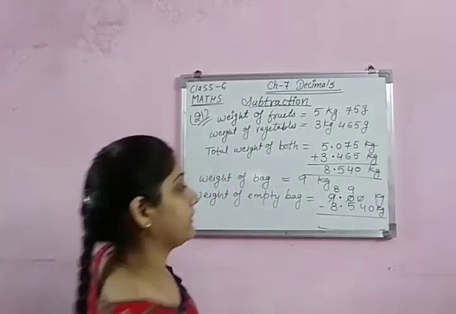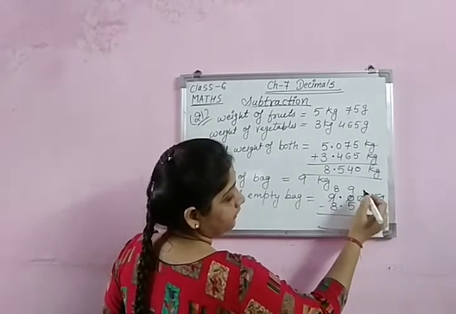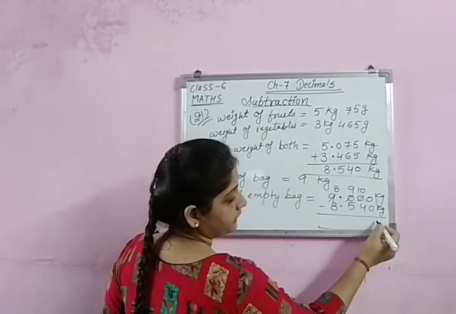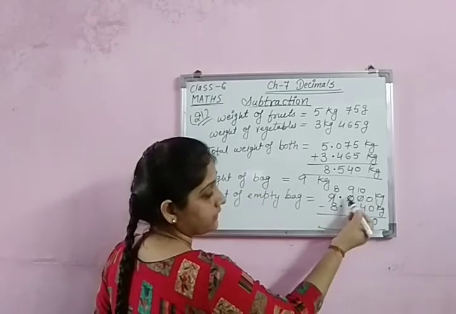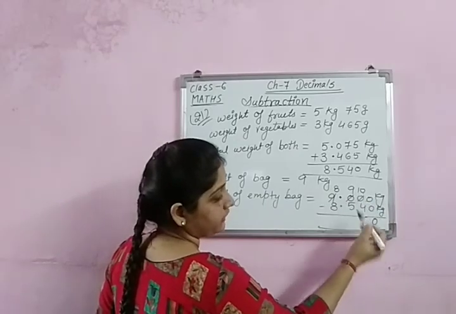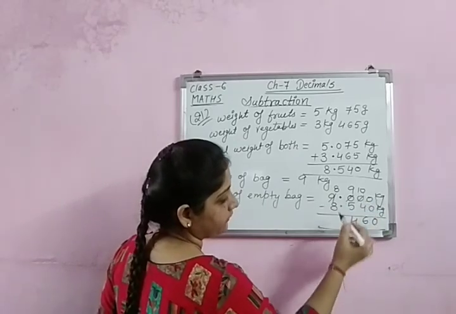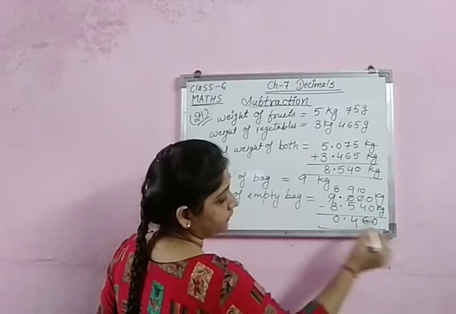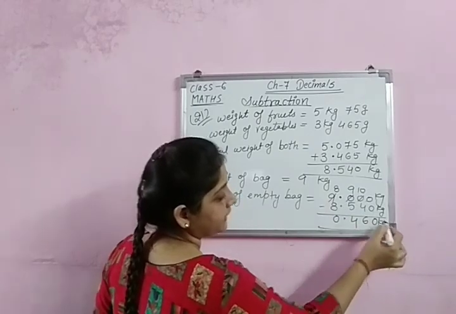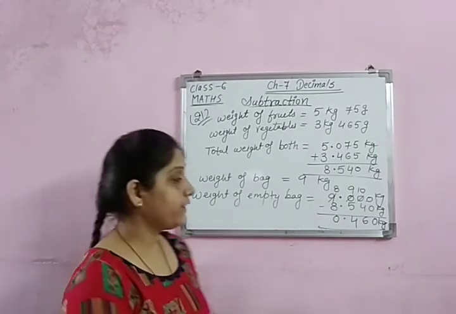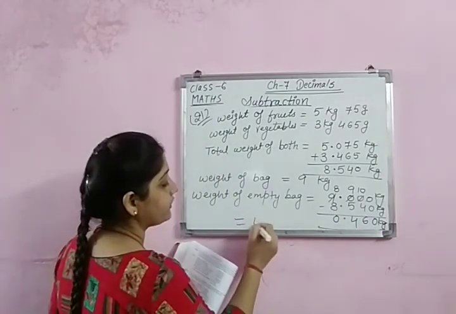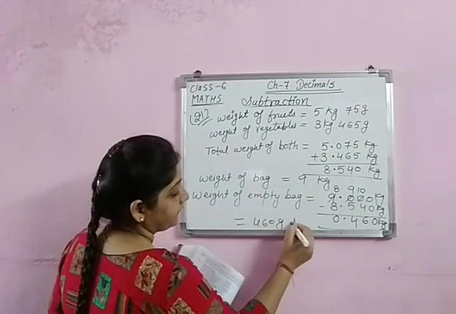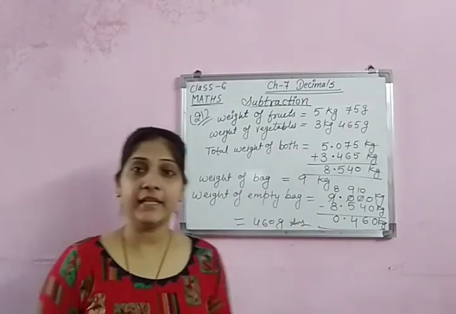This we can subtract. That 0 from 0, we get 0 only. Now from 0, 4 we cannot subtract, so we have taken the borrow. 10 minus 4 is 6, 9 minus 5 is 4, and this is only 0. So 0.460 kg. So we can say this is only the gram portion. So can we write this answer as 460 gram is the weight of empty bag.